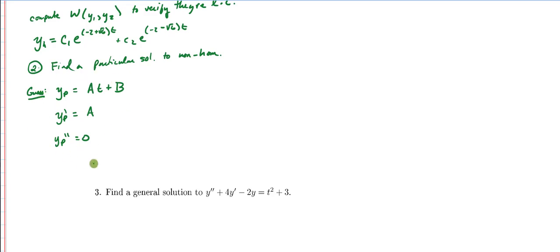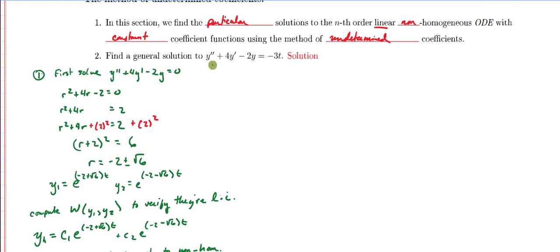And now I'm going to plug this structured guess into the original non-homogeneous ODE. If I do that, I have 0, because that was the second derivative of our guess, plus 4 times a, because that was the derivative of our guess, minus 2 times the quantity at plus b, where at plus b is our guess at the particular solution. And when all of these terms interact, we want them to cancel out to give us negative 3t, and in this case I'll put a plus 0 there just as a placeholder.